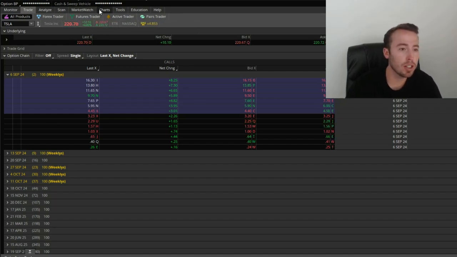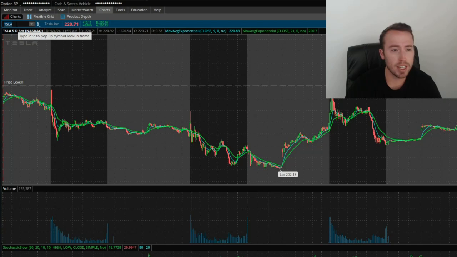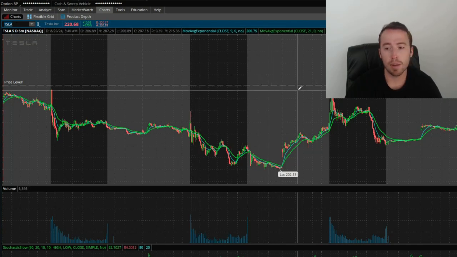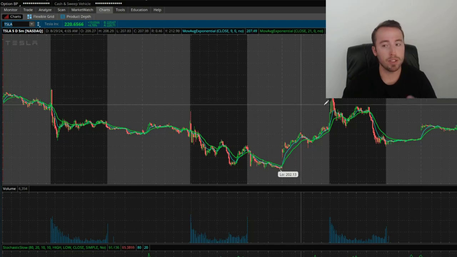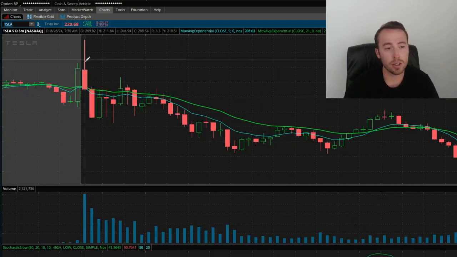Once we go to the charts tab, you can see that I have the stock Tesla, TSLA, and I have these indicators, the 9 and the 21 EMA. I'm not going to be going over that in this video, but this is just an example of a chart. If you zoom in, these are known as candlesticks. Candlesticks show the price action.